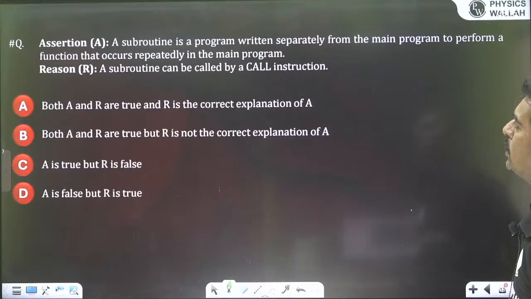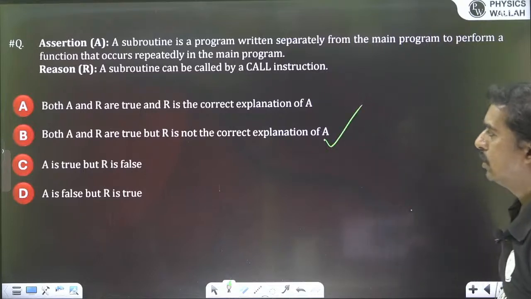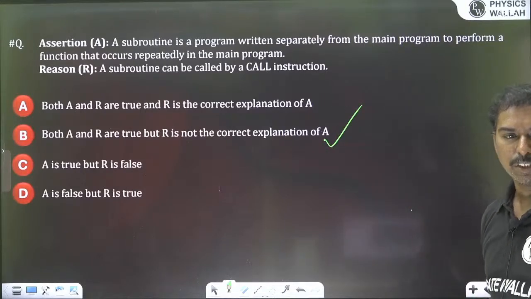A subroutine is a program written separately from the main program to perform a function that occurs repeatedly in the main program. A subroutine can be called by a CALL instruction. It says both are true, but that is not the correct explanation. Option B is the right answer.